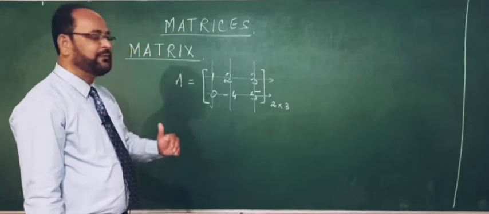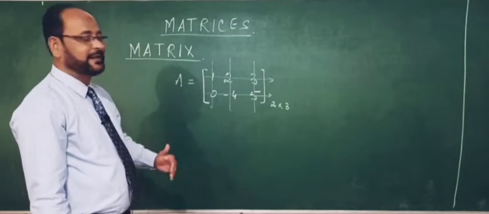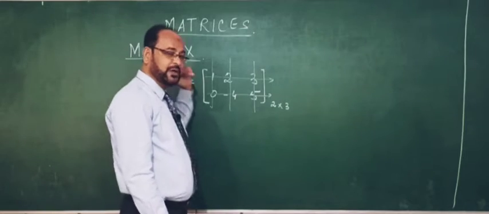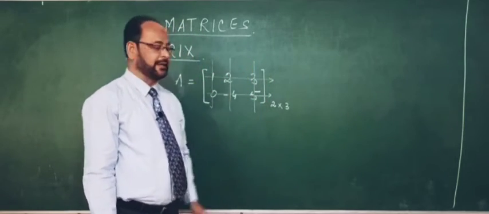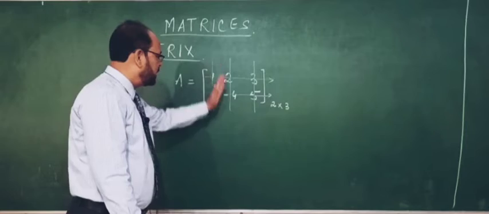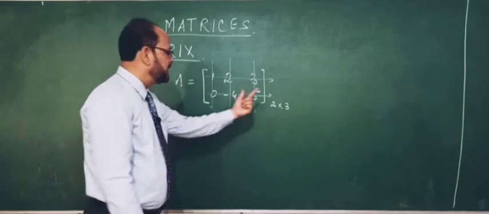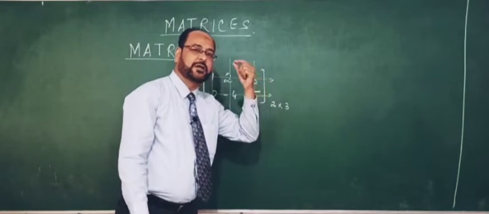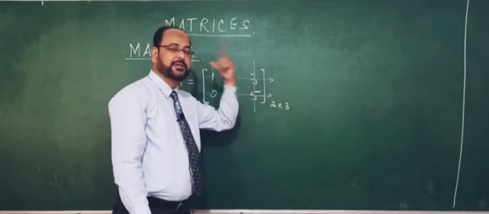So it's very easy to find out the order of any matrix. First of all, you will count how many rows are there. After that, you will count how many columns are there, and that you will write here. You will put a cross sign in between. That will be the order.